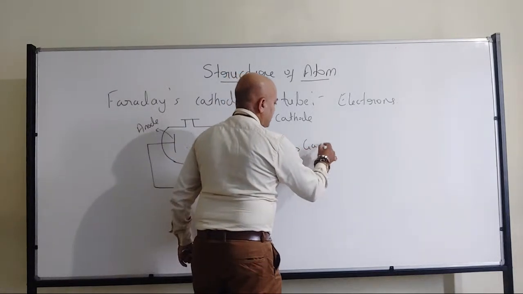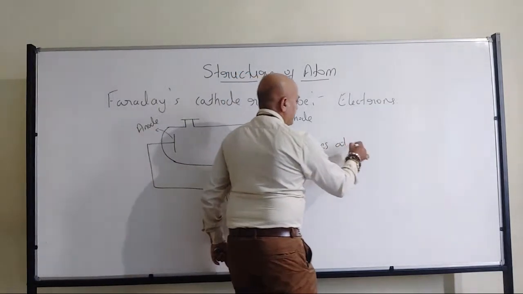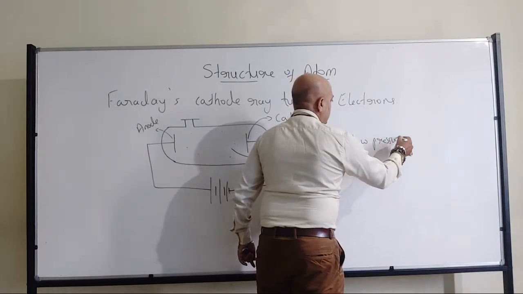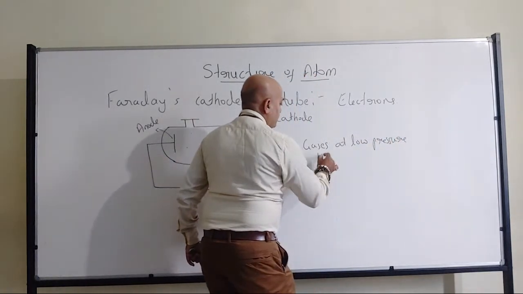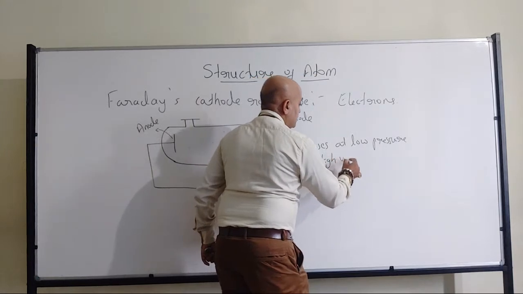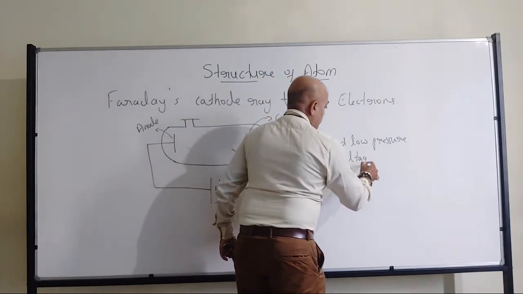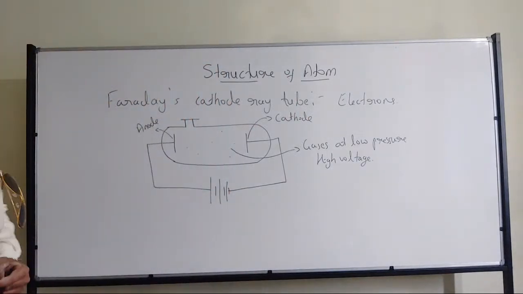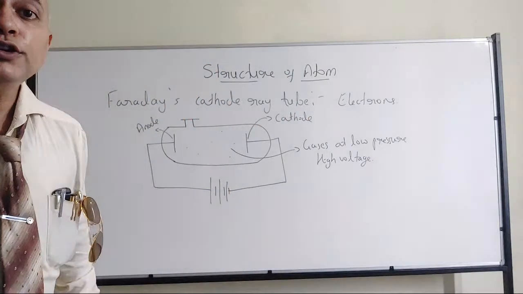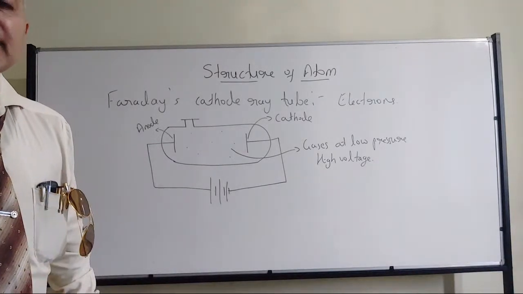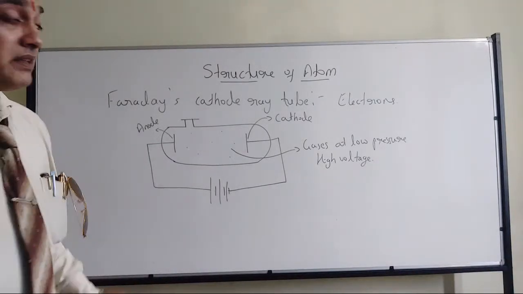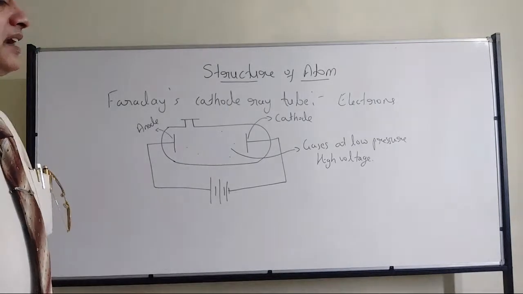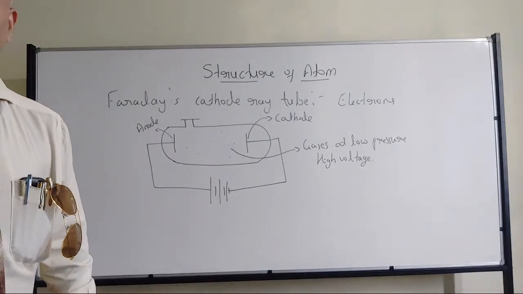Now, a very important point here is we can observe electric current only under low pressure of the gas, when gases are at low pressure, and when you are providing high voltage. Only under this condition are you going to observe the electric current. So we have gases at low pressure and high voltage supplied.